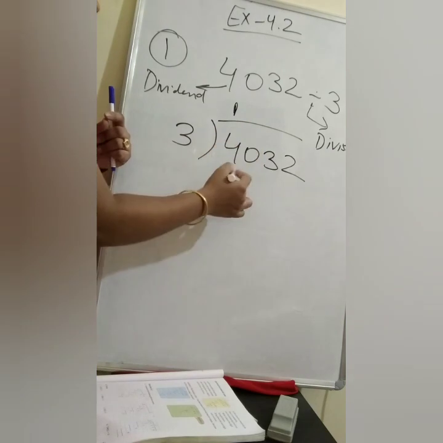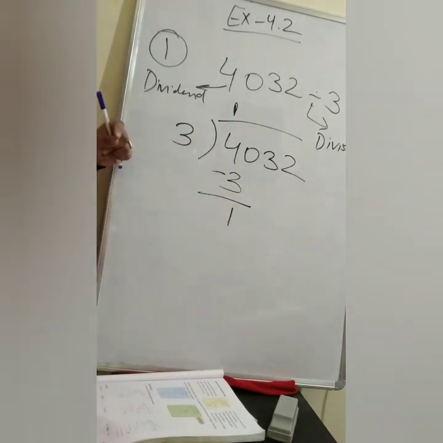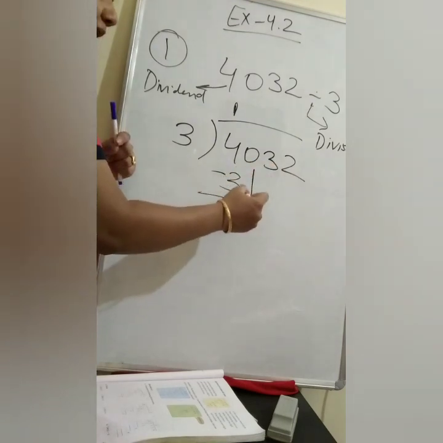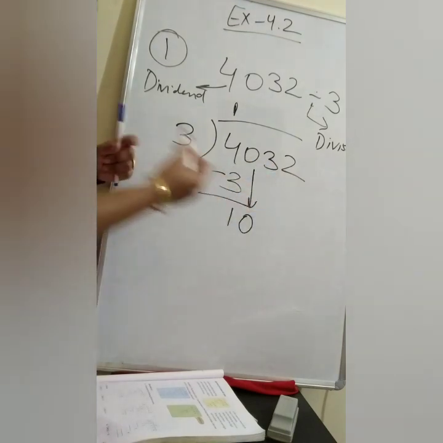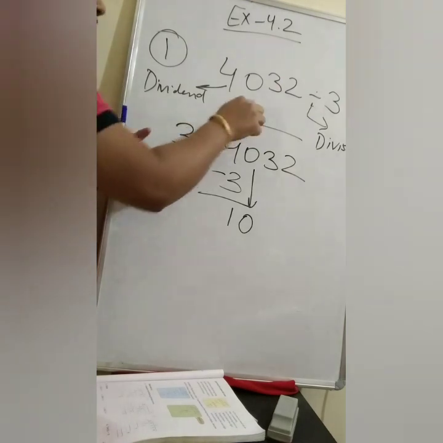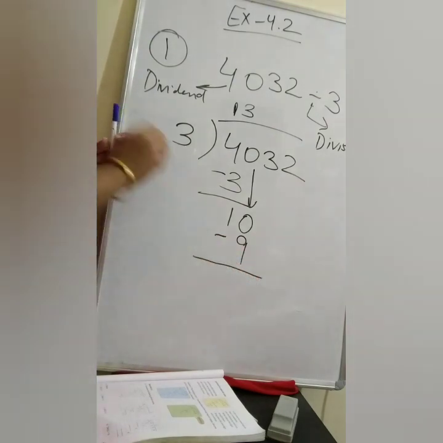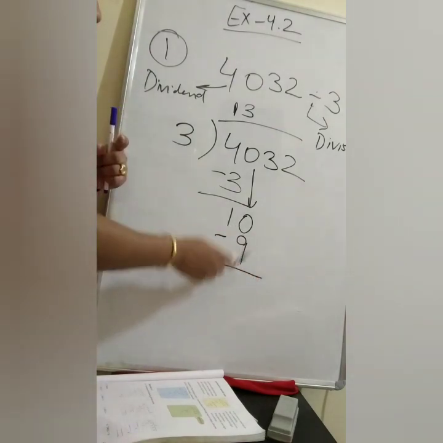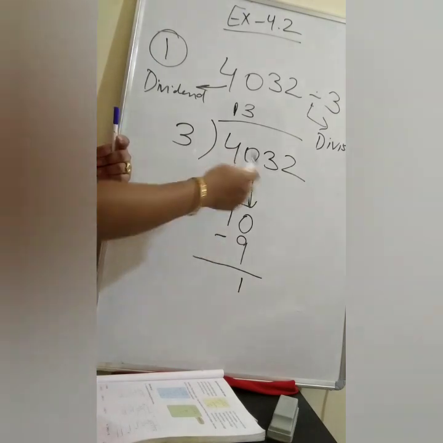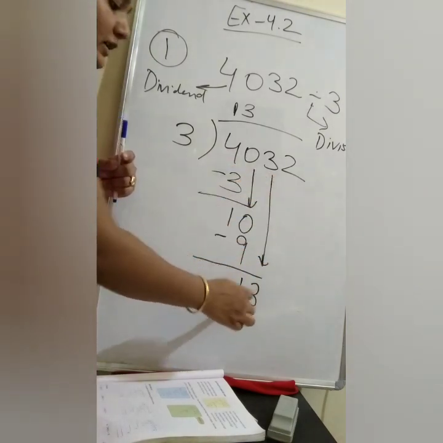3 ones are 3. You will get 1. Now you are going to bring this 0 down, the second digit. Now what are 3 threes? It is 9. Now again subtract. 10 minus 9 is 1. Now what number will come down? 3. Very good. 3 will come.